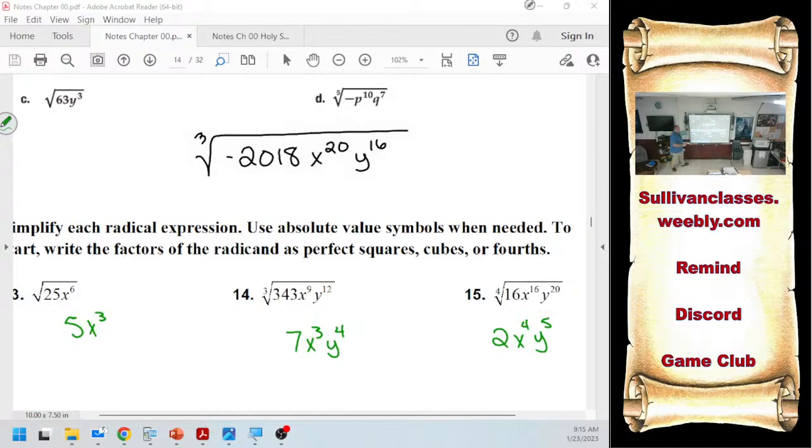And then, which, if any of these, need absolute value? Even root, odd power. Odd root, don't care, because they're allowed to be negative. Even root, even power is cool, right? Because if I take a negative to the fourth, negative times negative times negative times negative, it's still positive. So this guy's okay. That guy needs the absolute value.